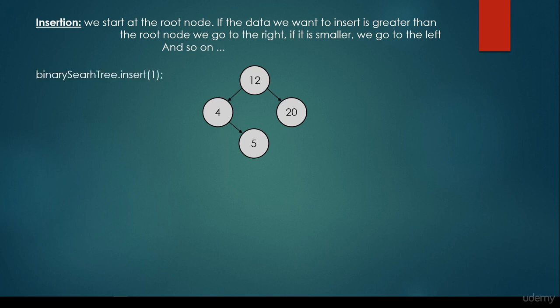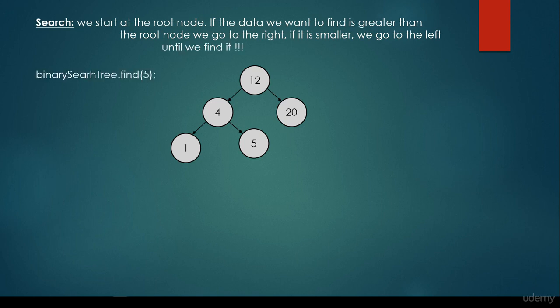What about if we would like to insert 1? It's smaller than the root node, so we go to the left. It's smaller than 4, so we go to the left and we insert the 1 there. Okay, so basically this is how we build up a binary search tree. We just have to consider nodes. If it's smaller, then we go to the left. If it's greater, we go to the right. Very simple.